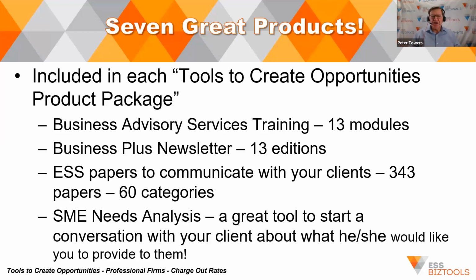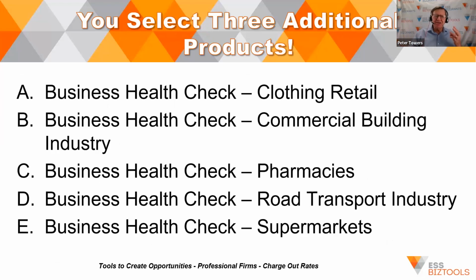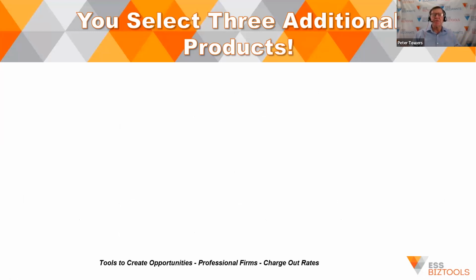Now you then get the opportunity of going through and selecting 3 additional products. And we've given you 22 from which to select. There's 32 products in total in ESS BIZTOOLS, so you've got a choice of 22 here. There's 5 business health check packages. They're listed on the screen. You can pick one of them if you wish.